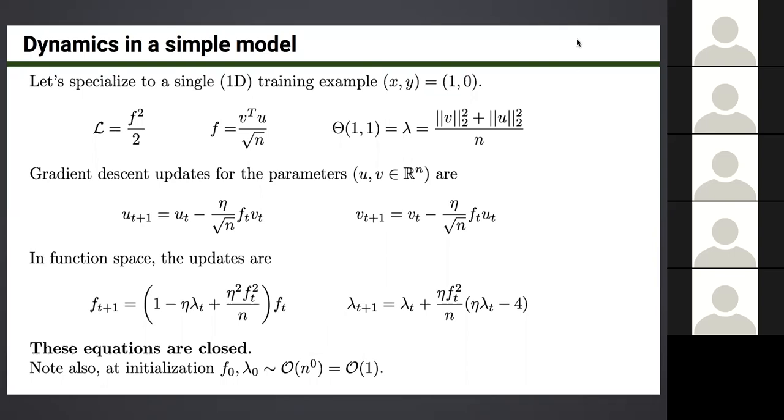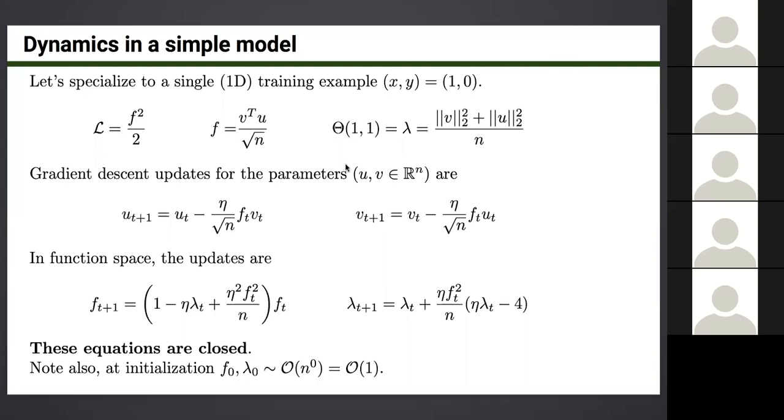I'll come back to this full model with multi-dimensional input and real data in a moment. I'll first walk through the simplest version, where we drop the dependence on the data. We have just one-dimensional data, one training example, and it doesn't really matter, but we can set the label to be 0. So in this very special case, our loss is just f squared. f is the inner product between V and U. And theta, which was originally a matrix that you would have to evaluate on the full data set, here is just a scalar because there's one data point. That scalar is lambda, and it's related to U and V through the norms of U and V.